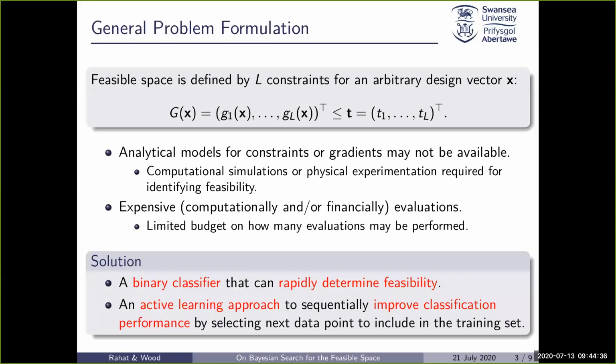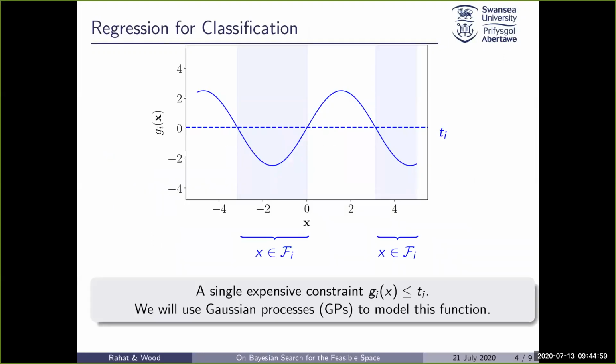So to enable that, the solution that we are proposing here is that we are going to build a binary classifier that can rapidly determine feasibility once trained. But for training it, of course, because there is a limited budget on how many evaluations we can do, we are going to adopt an active learning approach. Okay, so let's start with understanding how regression for classification works.